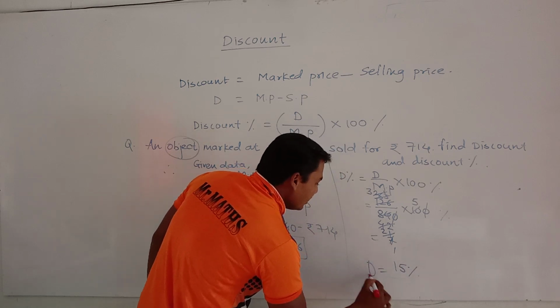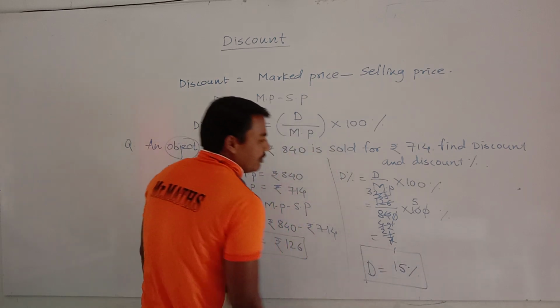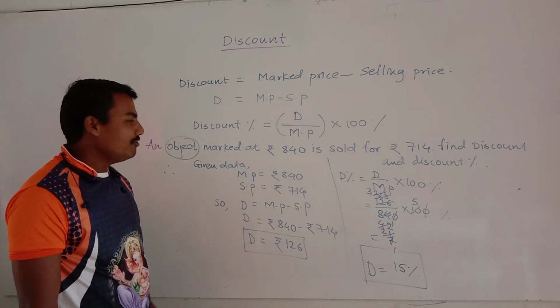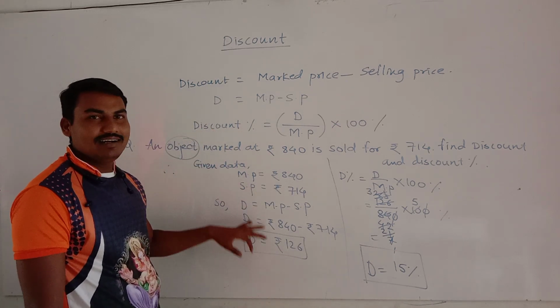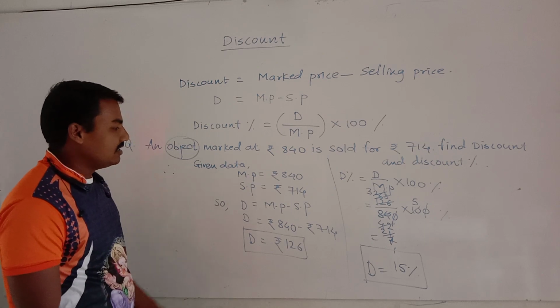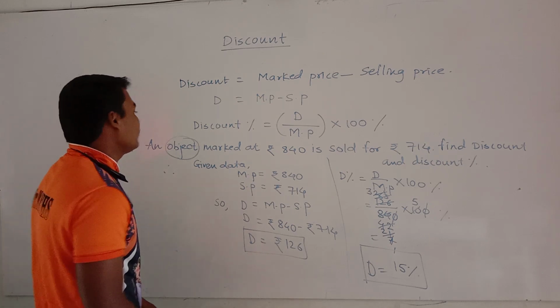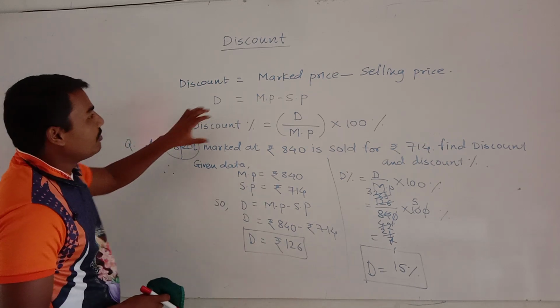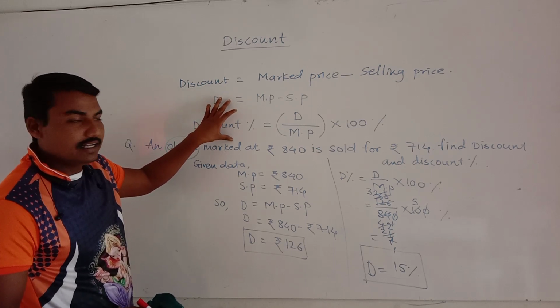So discount is 15%. Okay, very simple. Discount and discount percent. Understood? So these two formulas are very important. Take that.